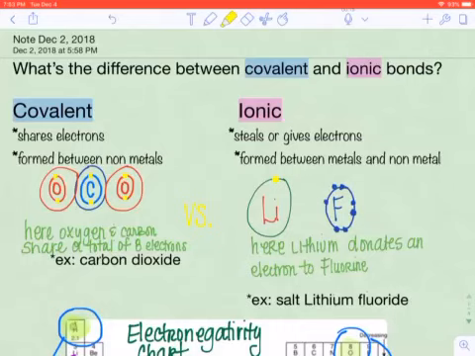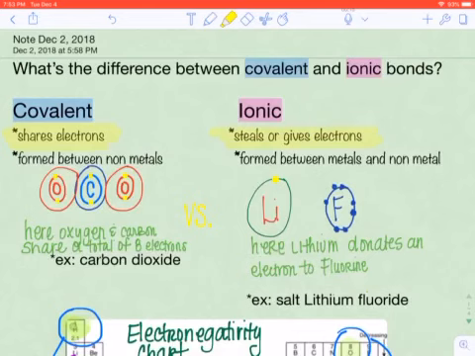So covalent, as the name implies, meaning to share, kind of together, and valent implying valence, so maybe outer shell electrons. Sure enough, covalent is when two atoms are going to share electrons, versus ionic bonds are when atoms are going to steal or give electrons to each other.